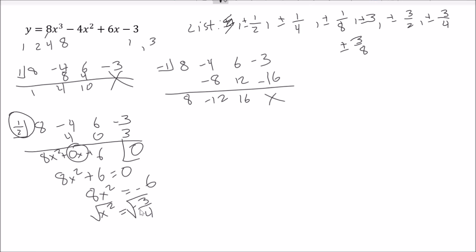Then we'll take a square root and we'll interpret what that means. What is the meaning of the root of -3/4? Well, it's the square root of a negative number. So what that tells us is there are no real solutions, no real zeros from this little chunk of math. So remember, 1/2 worked. 1/2 was one of the zeros.